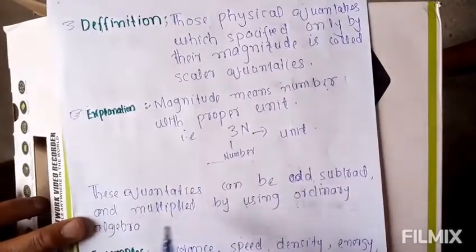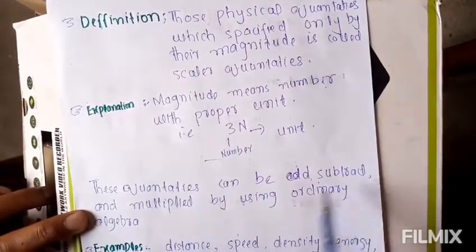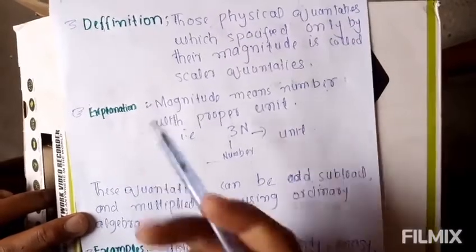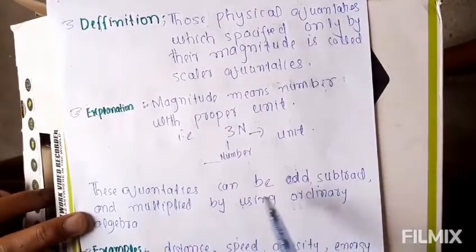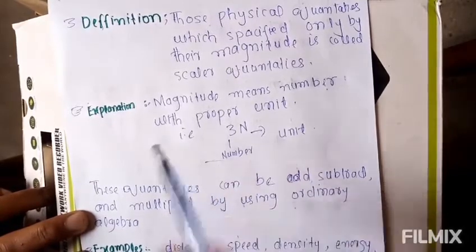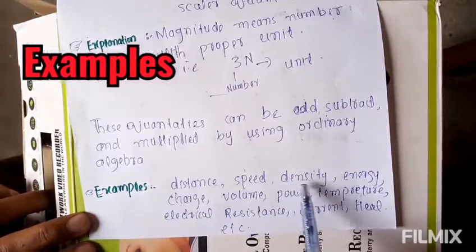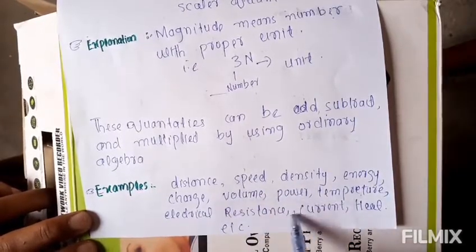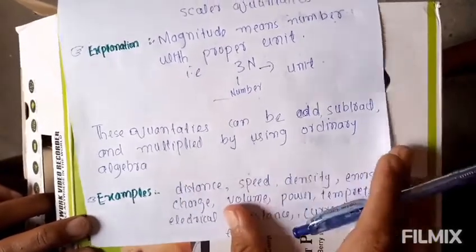Further explanation: scalar quantities can be added, subtracted and multiplied using ordinary, simple algebra. Examples are distance, speed, density, energy, charge, volume, power, temperature, electrical resistance, current, heat, etc. These are scalar quantities which have only magnitude with no direction.